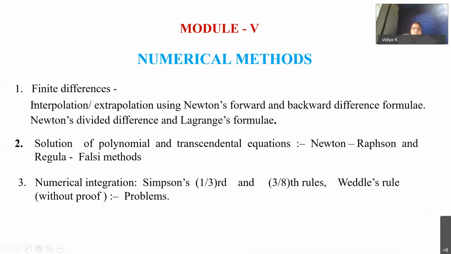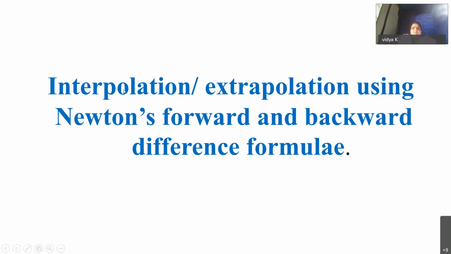Next, I move on to this part, interpolation and extrapolation using Newton's forward and backward difference formula. These are later stages, wherever I am showing in the animation there. Okay, so we move on to the next. So next, I present what is interpolation and extrapolation using Newton's forward and backward difference formula.